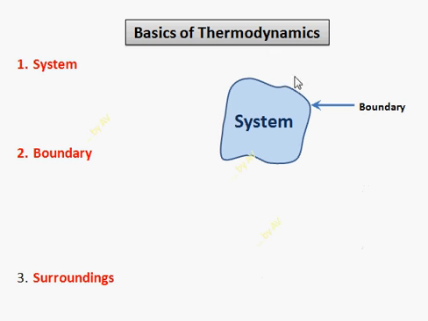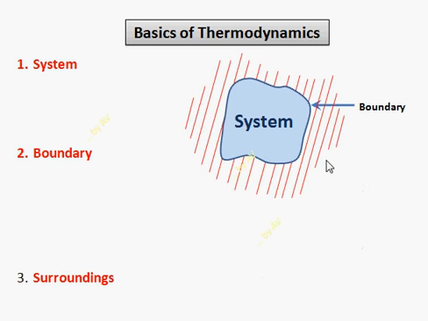Let us move to the next one, surroundings. Back to this original diagram. Whatever is out of the boundary can be treated as surroundings. It can be X or Y or whatever it may be. When it is out of the boundary, then it can be treated as surroundings.